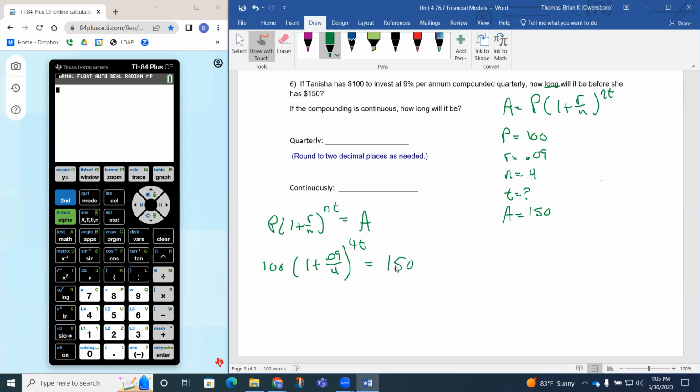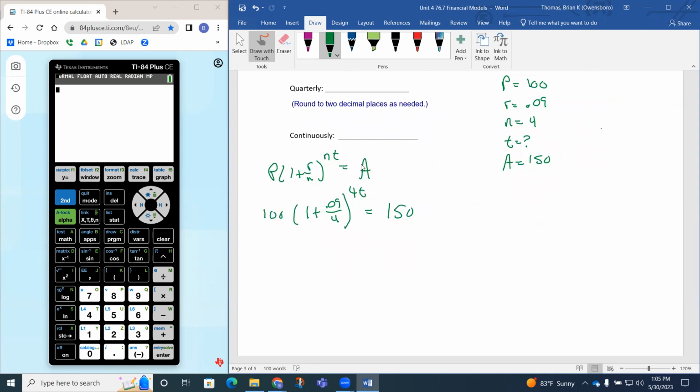So one thing we want to do is solve this equation for time, and we're actually going to use algebra to do this. To solve for T, one of the first things to do is get rid of this coefficient out in front. So I want to get rid of that 100 by dividing by 100 here and dividing by 100 over here. That leaves me with 1 plus 0.09 over 4. Let's go ahead and divide 0.09 by 4 as well. Let's clean that up. It's going to be 0.0225.